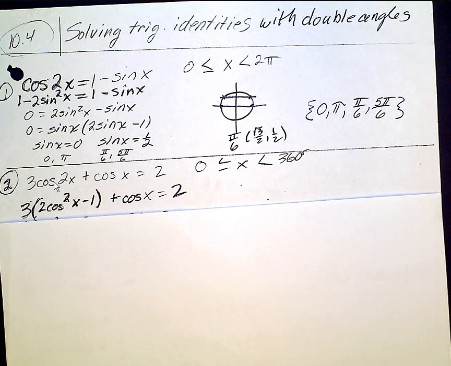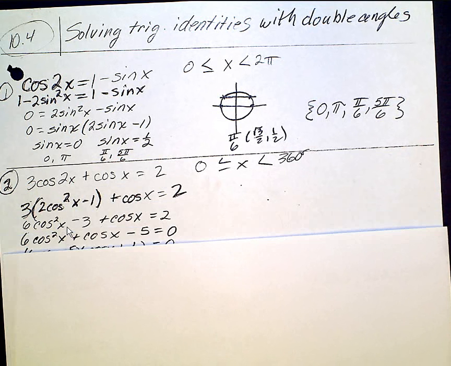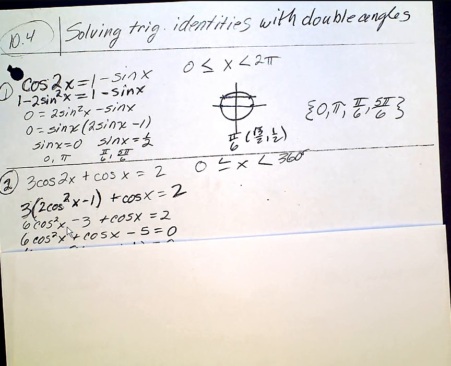So we know that one of the double angle formulas for cosine is 2 cosine squared minus 1. Now I'm going to distribute the 3 through and get 6 cosine squared minus 3. I'm going to subtract the 2 and bring it over and get everything in the right order so that we get 6 cosine squared x plus cosine x minus 5 equals 0. Now we've got a trig equation that we can factor.